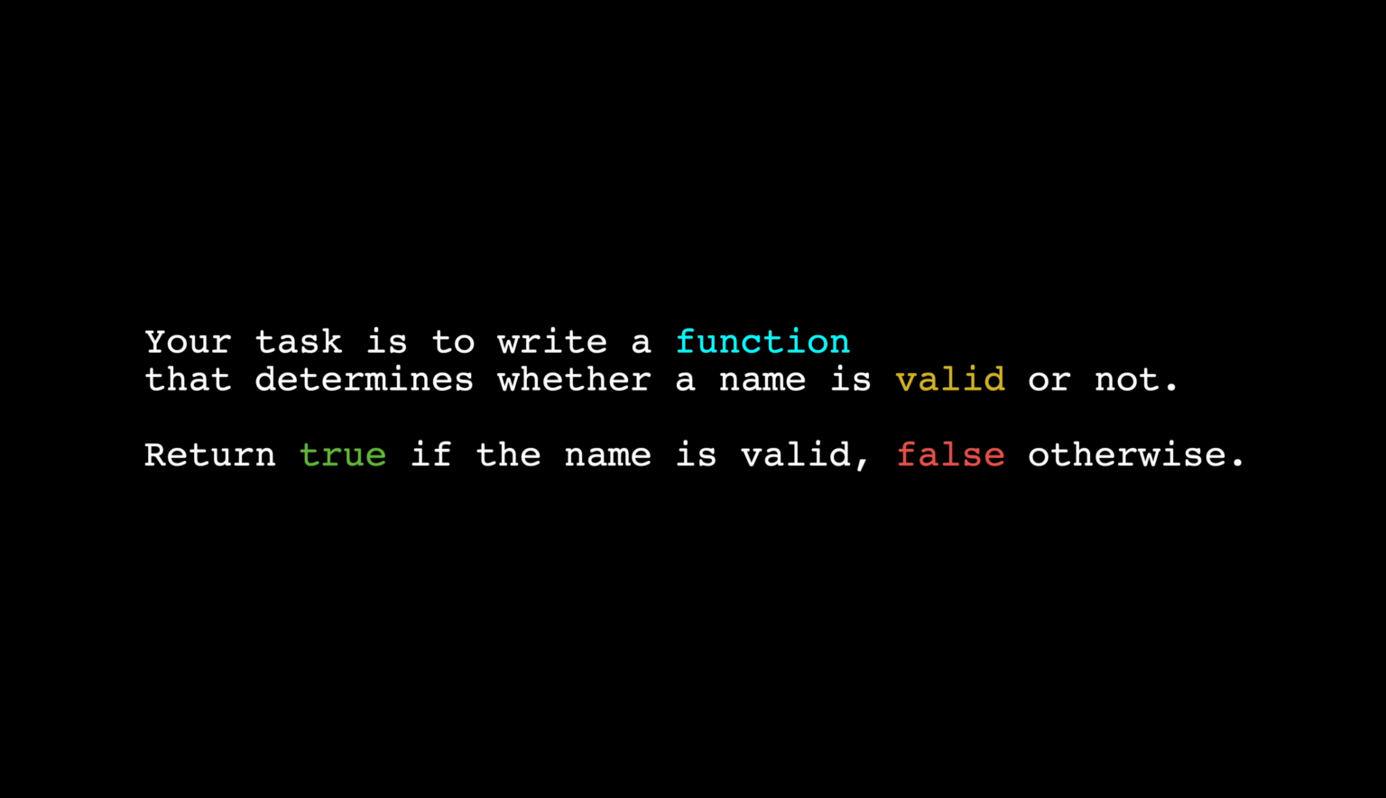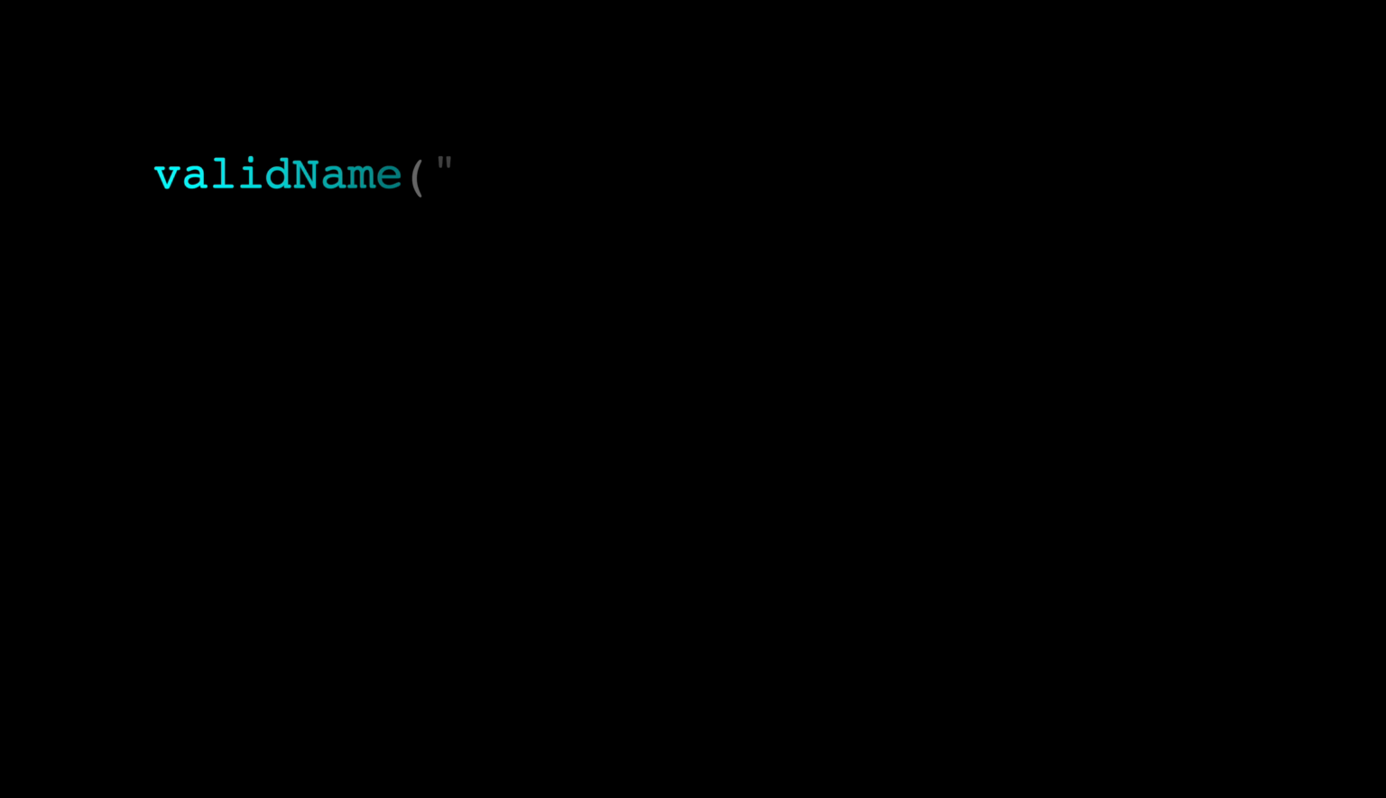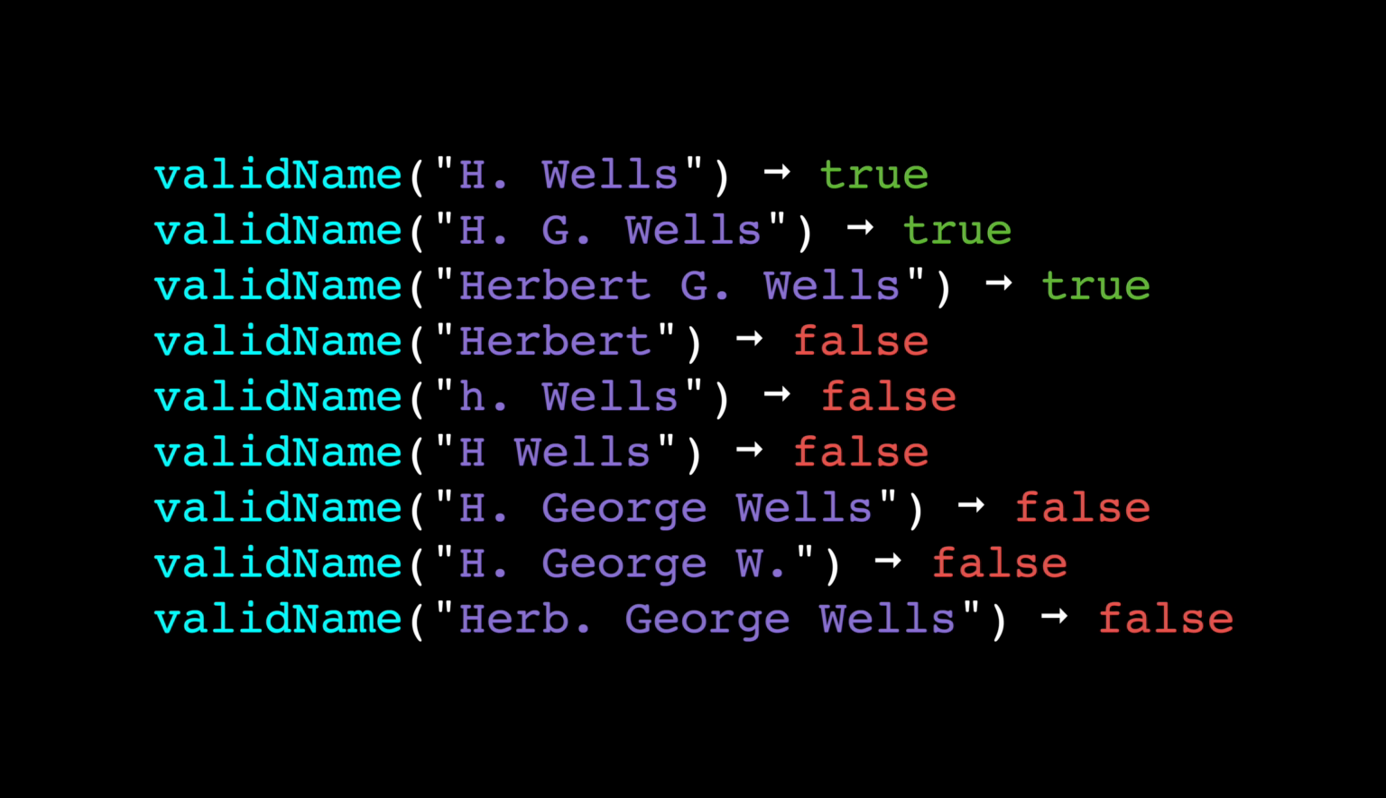Your task is to write a function that determines whether a name is valid or not. Return true if the name is valid, false otherwise. As usual, we have an example of what would be the right results if the function is written correctly.